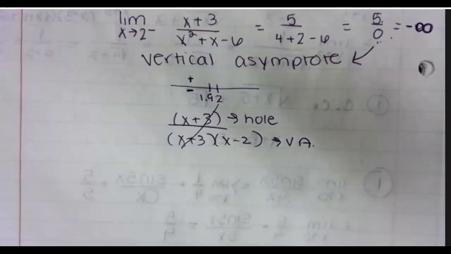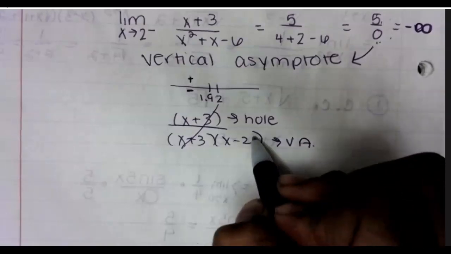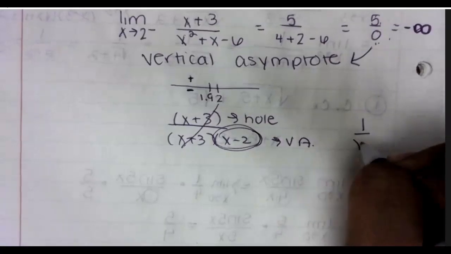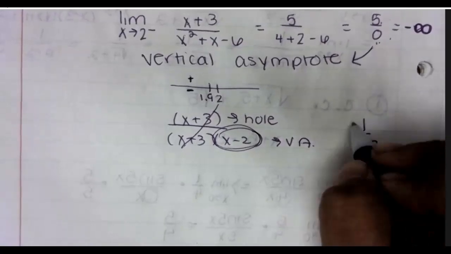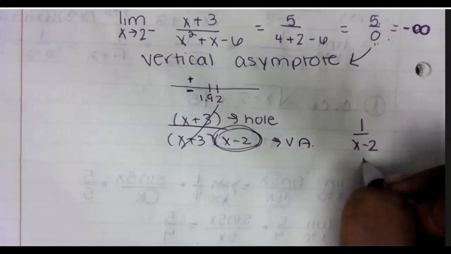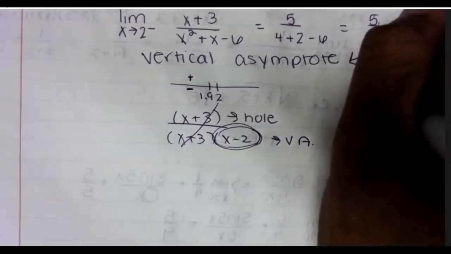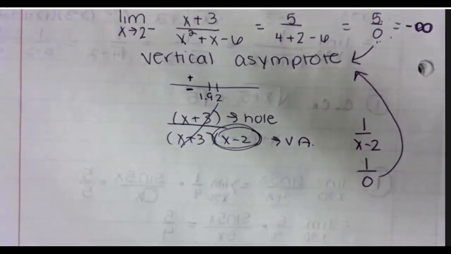Both. The answer to your question is both. Like, technically, yeah, because even if you simplified and canceled, you still end up with 1 over x minus 2. And when you plug that in, you still end up with 1 over 0, which still is a number over 0, which is a vertical asymptote.